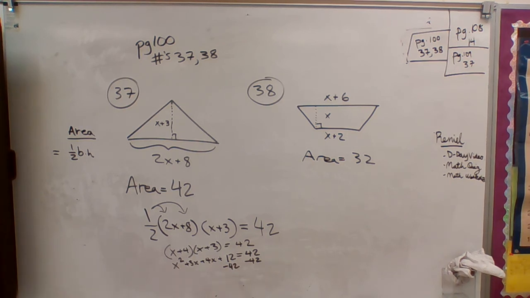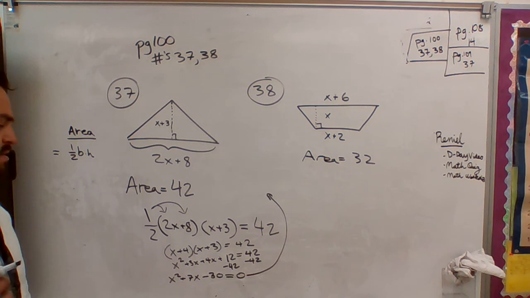And let's, can you guys still see down there? Yeah, I got one more line, I think. So that'll leave me with x squared plus 3x plus 4x. That's just 7x. x squared plus 7x. 12 minus 42, 7x minus 30 equals 0.